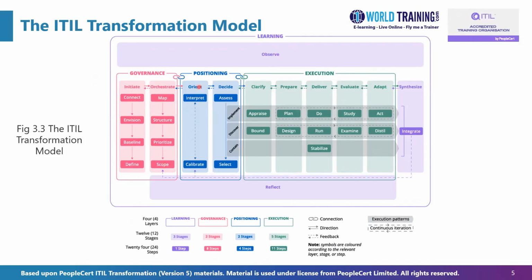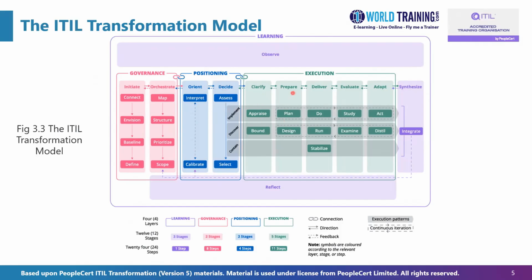In positioning, in the orient stage, we have interpret and calibrate steps. And in the decide stage, we have assess and select steps. And both orient and decide are part of the positioning layer. In the execution layer, we have 5 stages. So the clarify stage has the apprise and bound steps.